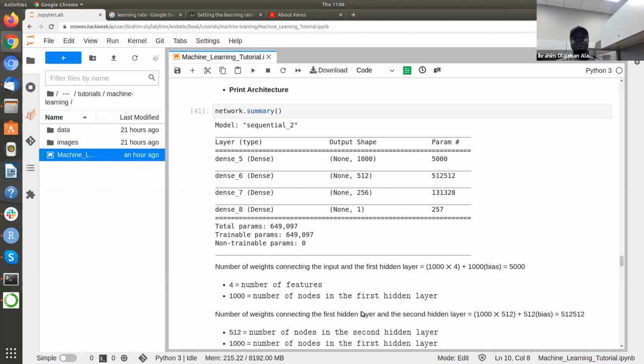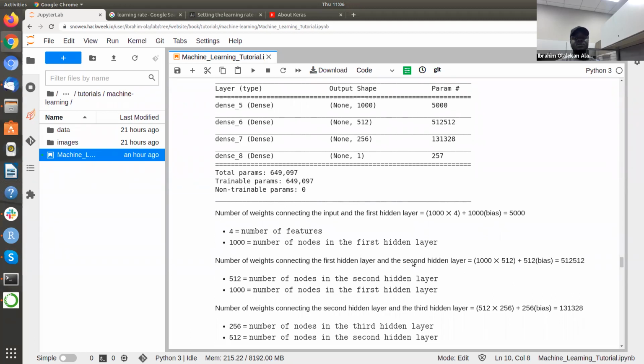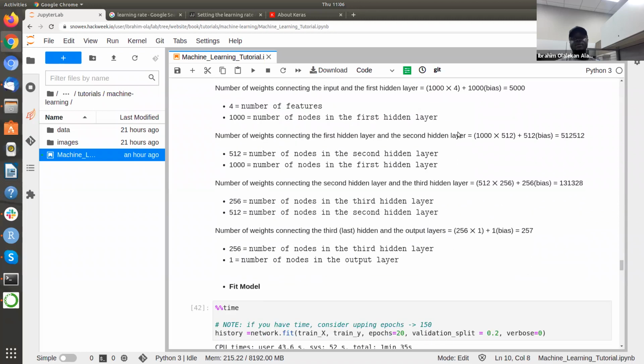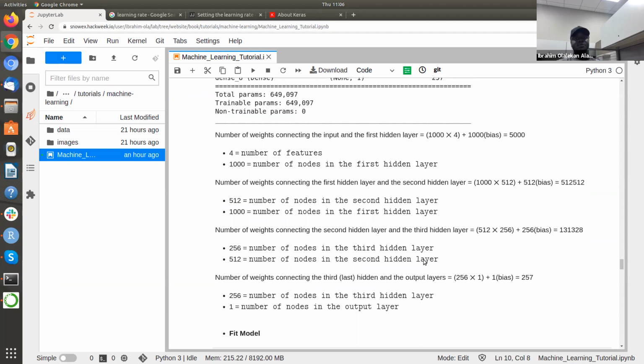Then also for the second hidden layer, it has 512 nodes. And then you multiply this 512 by what you have from the first hidden layer, which is 1,000, and you add the 512 biases, then you have these particular values. The same applies to the third hidden layer, and the same applies to the final outputs. The computation of all these is done here, just following the same approach.